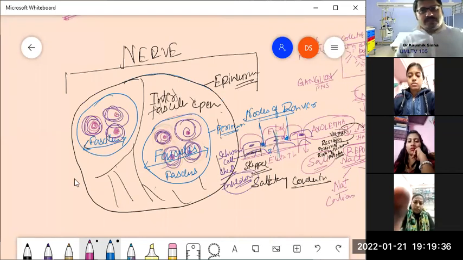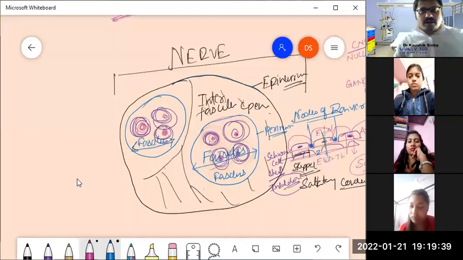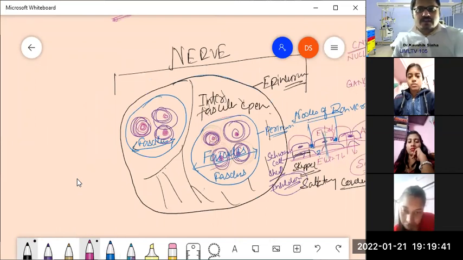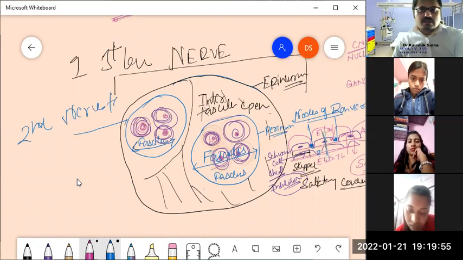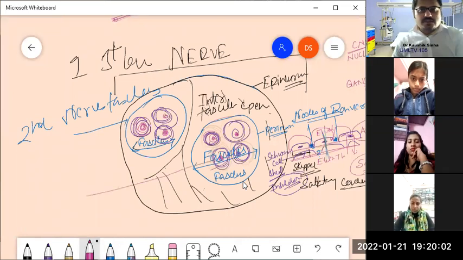So there are basically three levels of arrangement, right? The first level is definitely the nerve. The second level is the nerve fascicles. And the third level is the level of the axons.